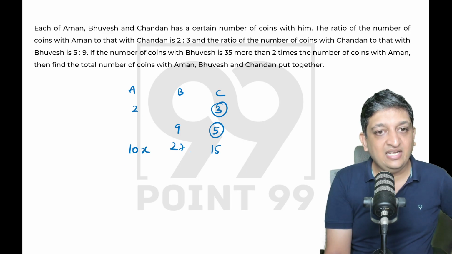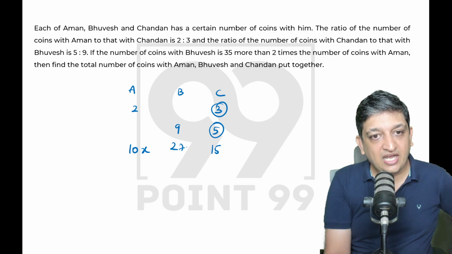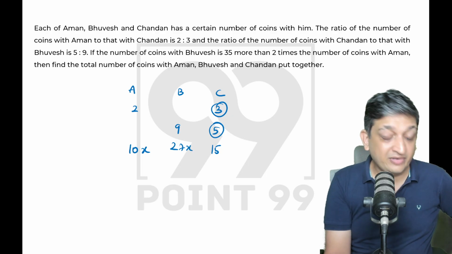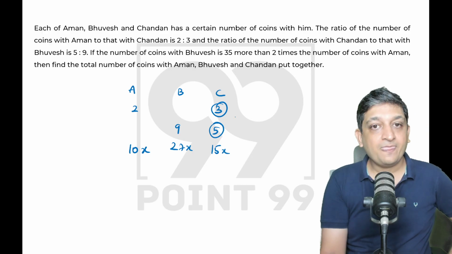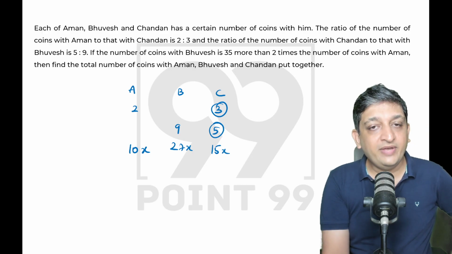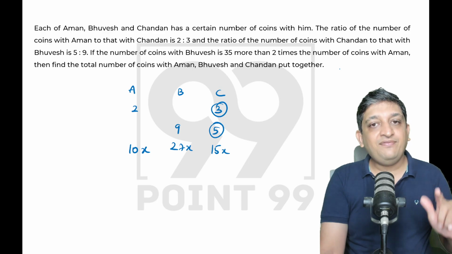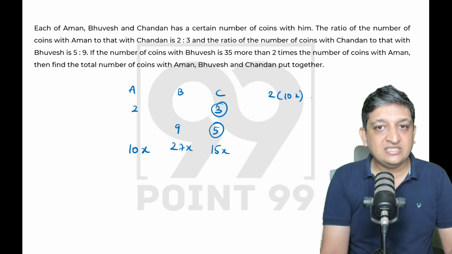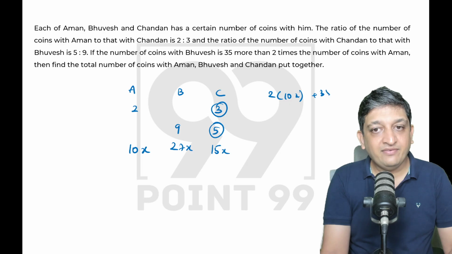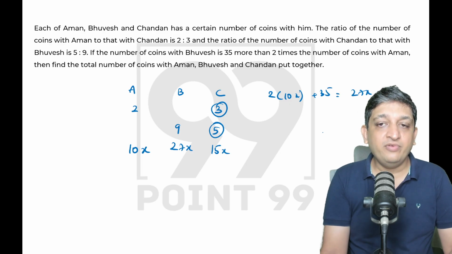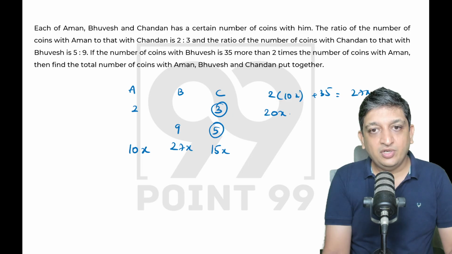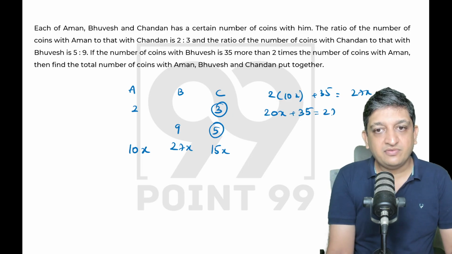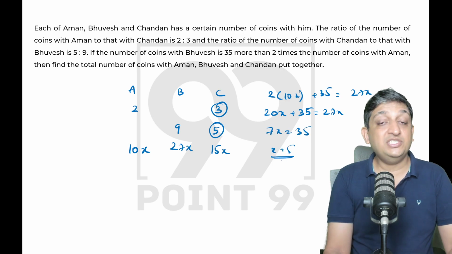So we can easily say that let Aman have 10x coins, let Bhuvesh have 27x coins, and let Chandan have 15x coins. Now we know that the number of coins with Bhuvesh is 35 more than 2 times the number of coins with Aman. So 2 times the number of coins with Aman is 2 into 10x, plus 35 gives the number of coins with Bhuvesh, that is 27x. So I get 20x plus 35 equals 27x, or 7x equals 35, or x equals 5.